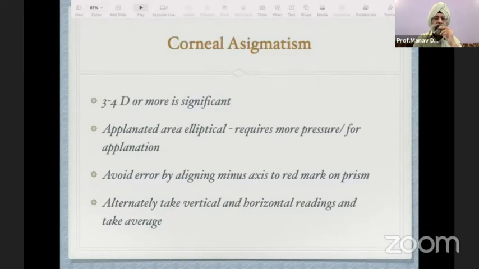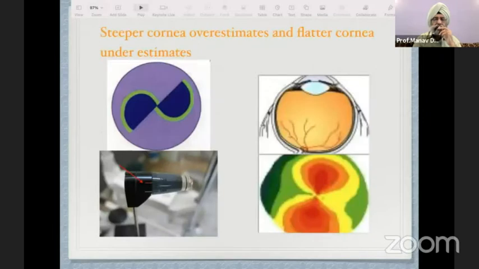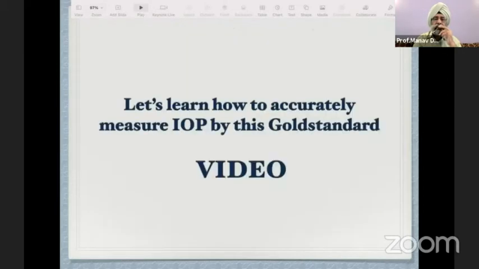Corneal astigmatism becomes significant when it is more than 3 to 4 diopters. This is because, if there is astigmatism, the applanated area is elliptical and requires more pressure for applanation, thereby resulting in error. To avoid this error, one needs to align the minus axis with the red mark on the prism, or take two readings, horizontal and vertical. As you can see, this red mark is at 43 degrees from zero, in all the tonometers. So now we'll see a short video of 5 minutes.